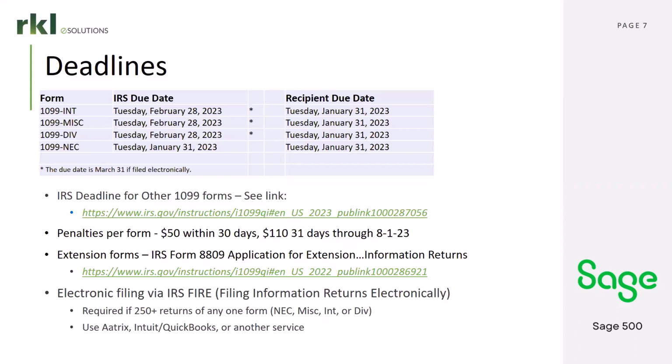Penalties are the same as last year, $50 per form within 30 days, $110 for 31 through 81 days, etc. And the filing numbers, the electronic filing requirement numbers are the same. 250 or more of any one type of form requires that you file electronically. Let's go to the next slide.